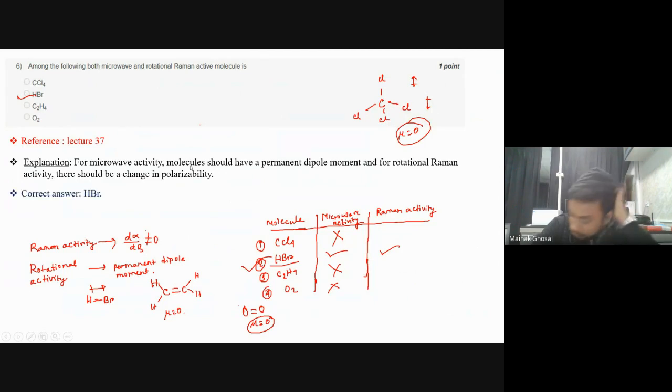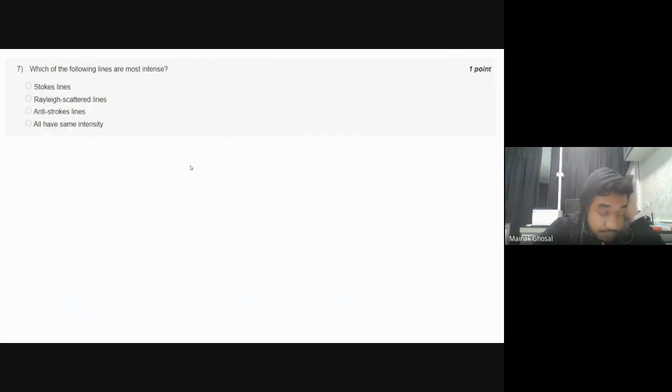Okay. So moving to the next question, which of the following lines are most intense? The three different phenomena I have talked about: one is Stokes line, one is Rayleigh scattered, another is anti-Stokes line. So this question is which one will have the most intensity. You can find the answer here also.